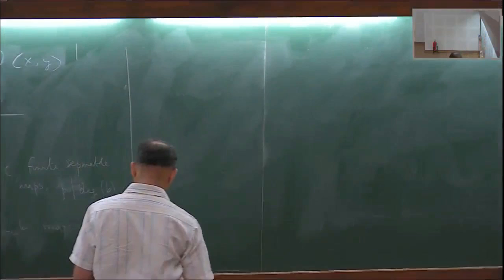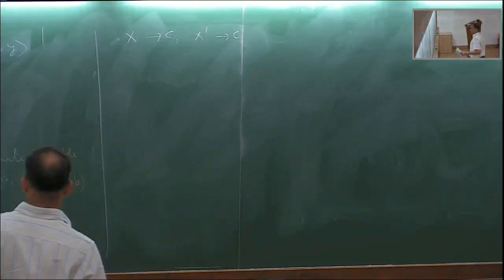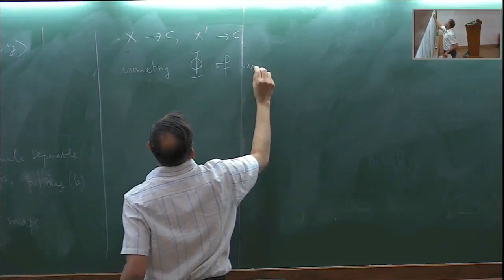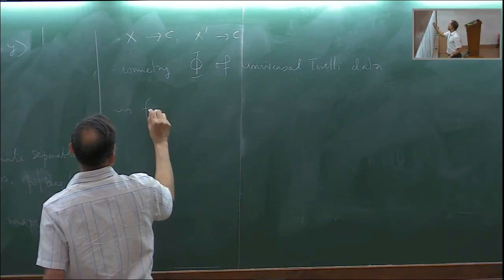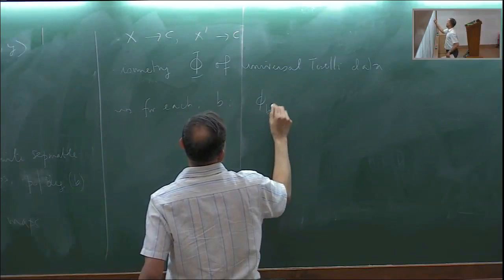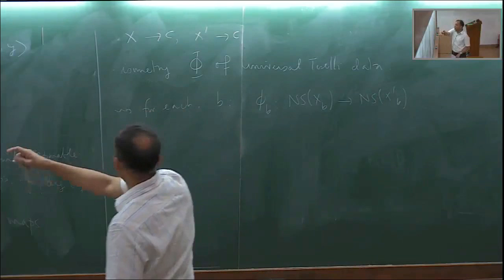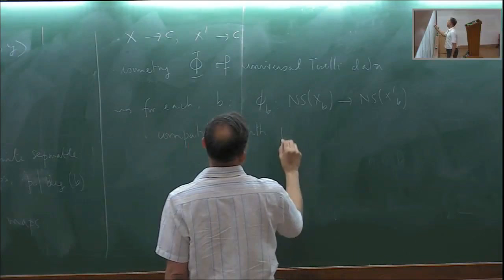So now I'm going to ask, if I'm given two elliptic surfaces X to C, X' to C, and I have an isometry, say capital Phi, of universal Torelli data. This amounts to saying that for each B, you have a map phi_B from NS X_B to NS X'_B, which is compatible with all the pullback maps, compatible with intersection. It is an isometric pullback, and it's an isometry.